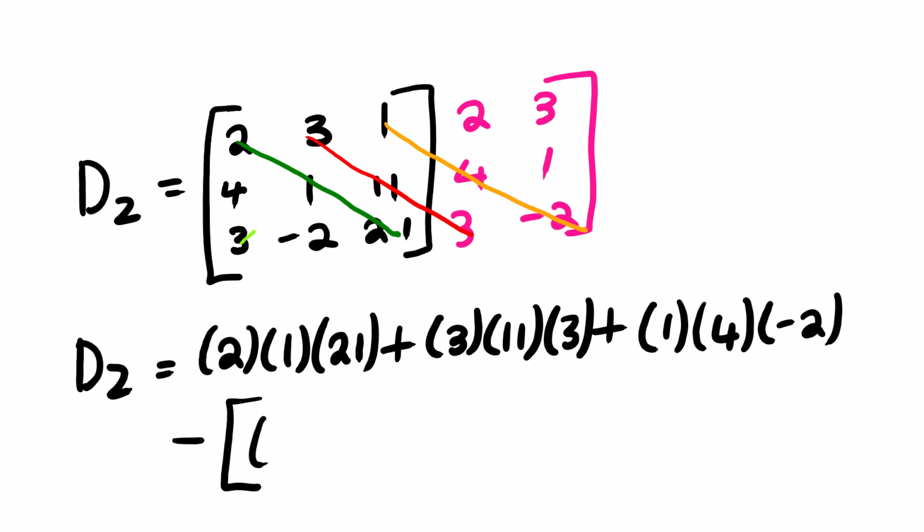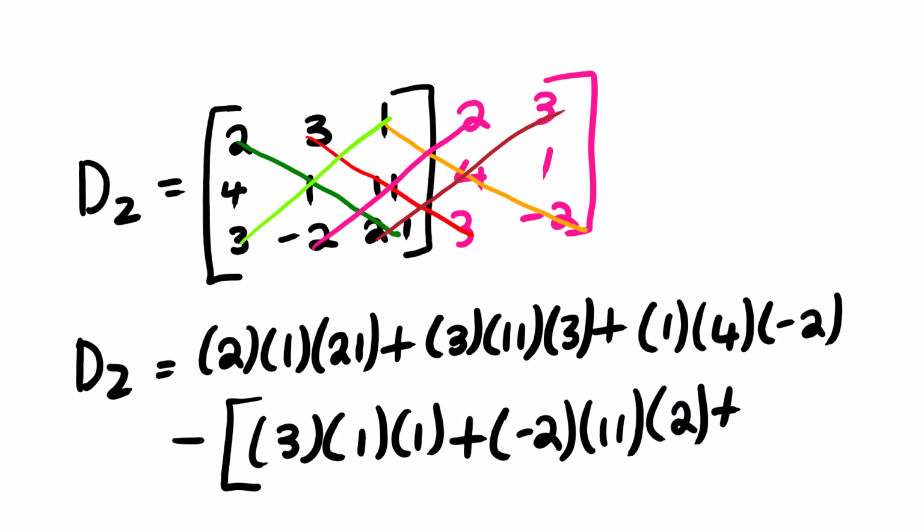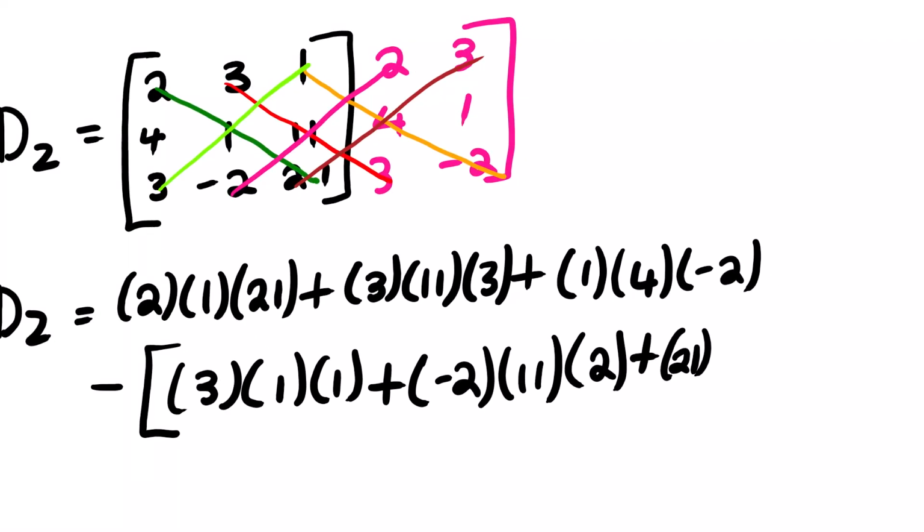second diagonals. We have this, 3, 1, 1, plus this, negative 2, 11 and 2, plus, then the last one is this one, 21, 4 and 3.